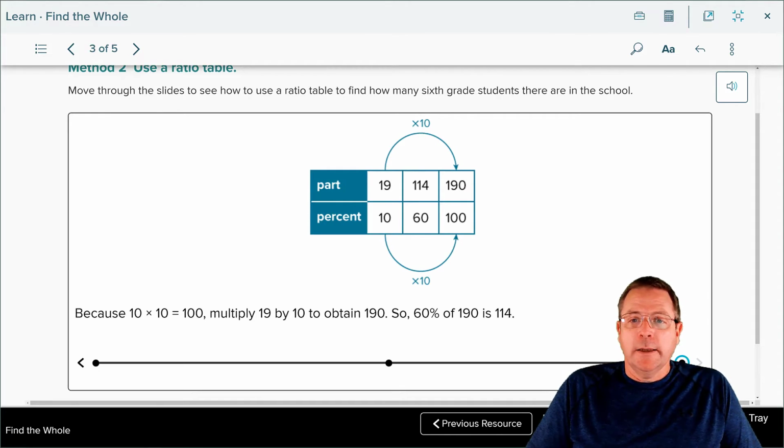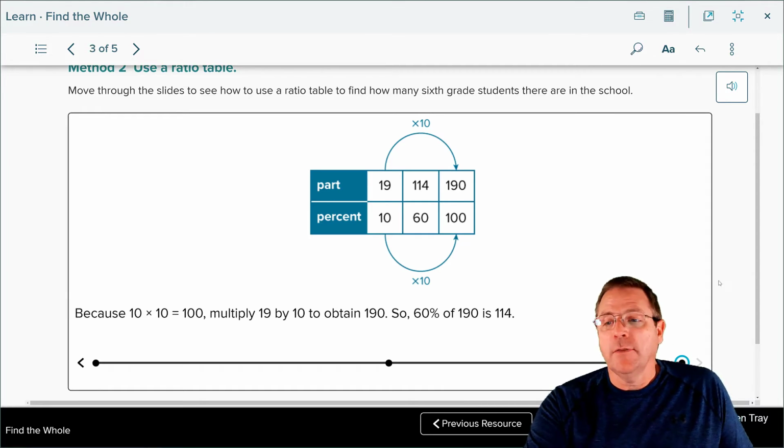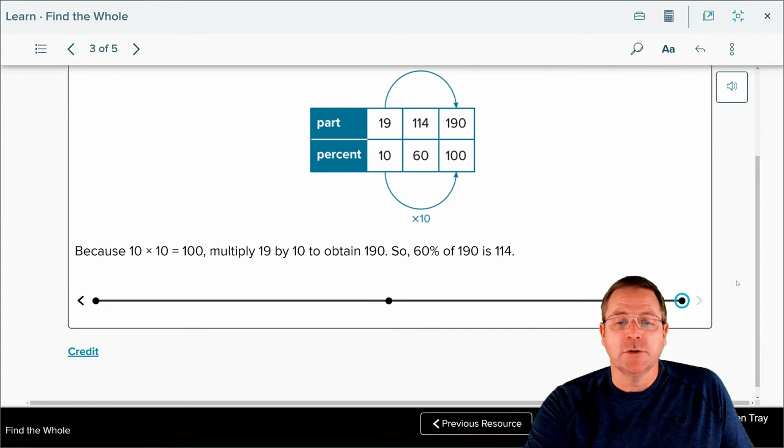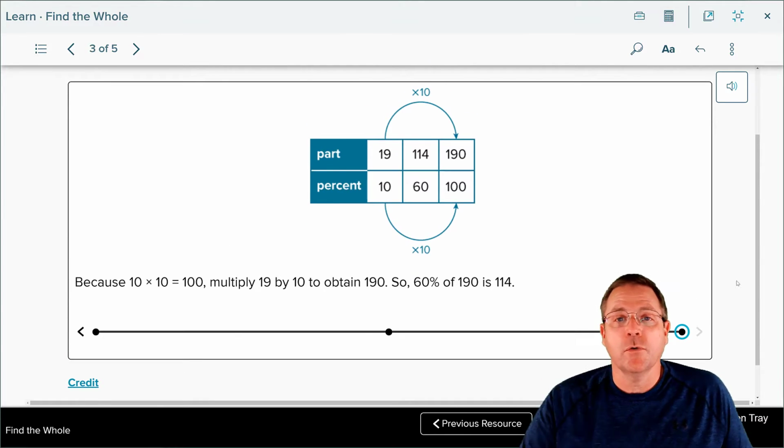And then 19 times 10 is 190. 10 times 10, that's going to be 100. So you end up finding out the same exact answer we had before, that 60% of 190 is 114. So you can say that there are going to be 190 6th grade students total at this school.